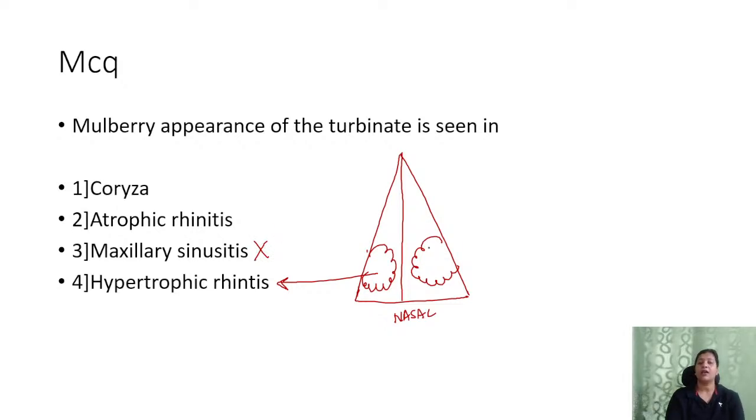In atrophic rhinitis, there are small turbinates. There is no enlargement of the turbinate. So this cannot be the answer. Coryza will just lead to inflammation, but it will not result in hypertrophic rhinitis. So hypertrophic rhinitis will result in mulberry appearance of the turbinates. So this is the correct answer.